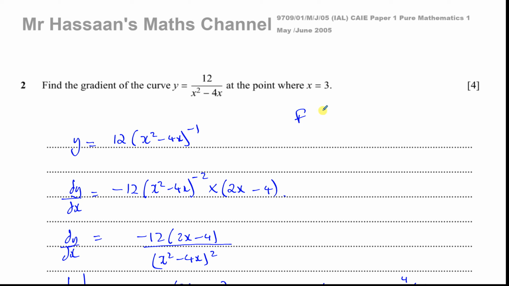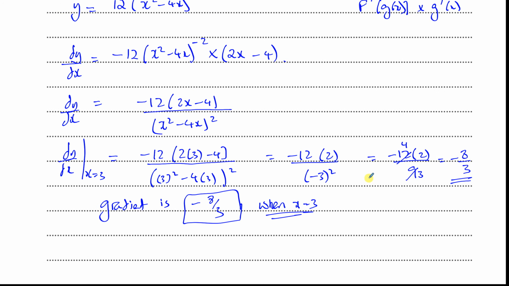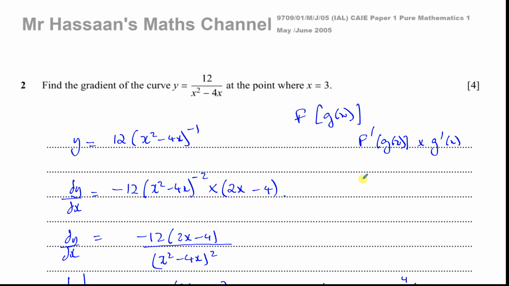Whenever you have something of the form f of g of x, if you want to differentiate this, you differentiate the main function, and then you multiply by the differential of what's inside the function. This is the chain rule. So you differentiate the main thing as normal, and then you multiply by the differential of the function inside the function. So that concludes this question.